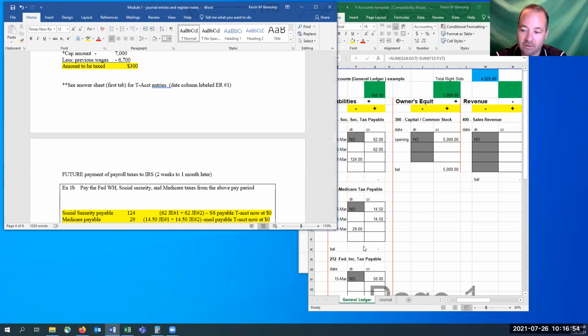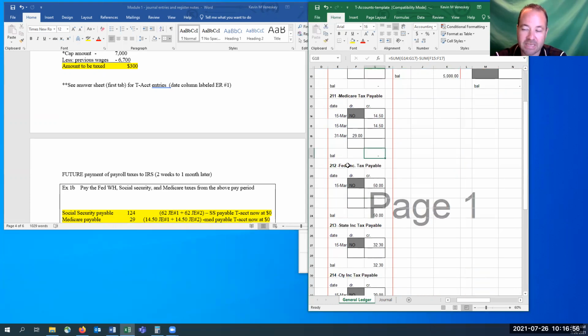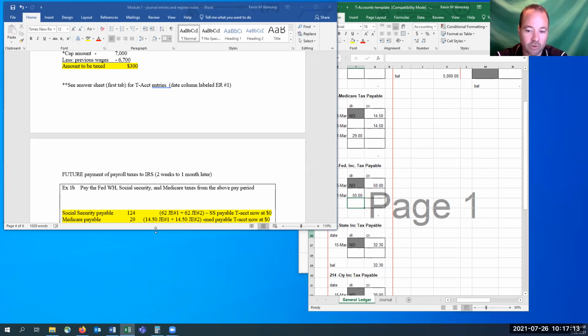We're going to do the same thing, one final for federal income tax. Federal income tax is only paid by the employee. So we only have one amount. So on 3/31, I see that I owe 50. So I'm going to put in here that I pay off 50 to get me to 0. And I'm going to do that in my journal entry as well.